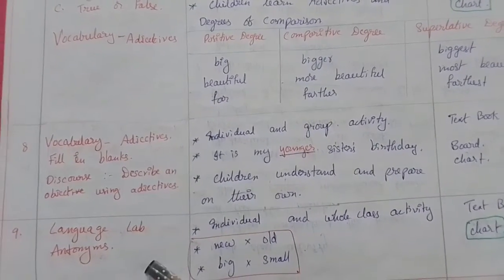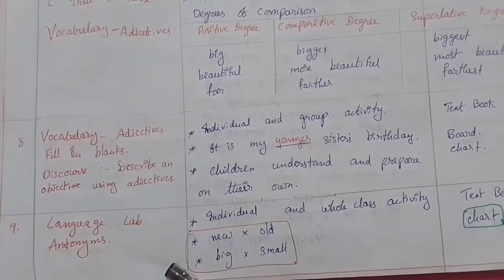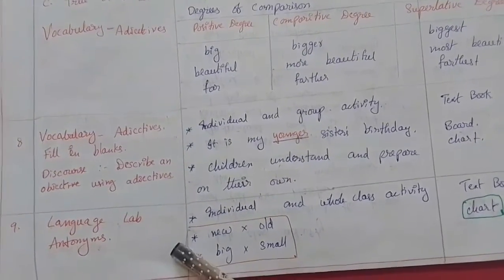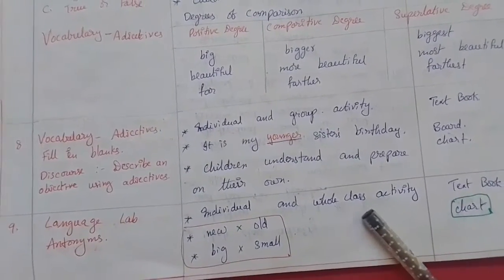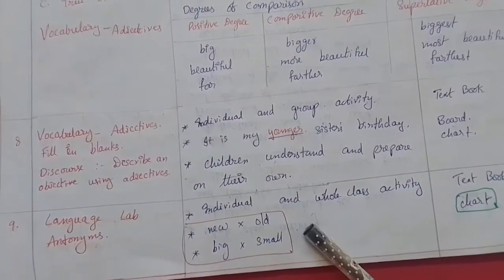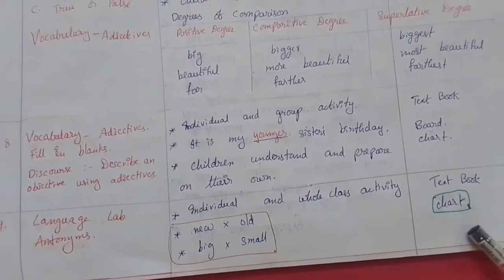Next, ninth period, language lab. We teach the students antonyms through the language lab. That means we will have the smart TV or virtual class or digital class here. It's an individual and whole class activity. They learn the antonyms: new into old, big into small, etc. We use textbook, chart and blackboard as TLM.